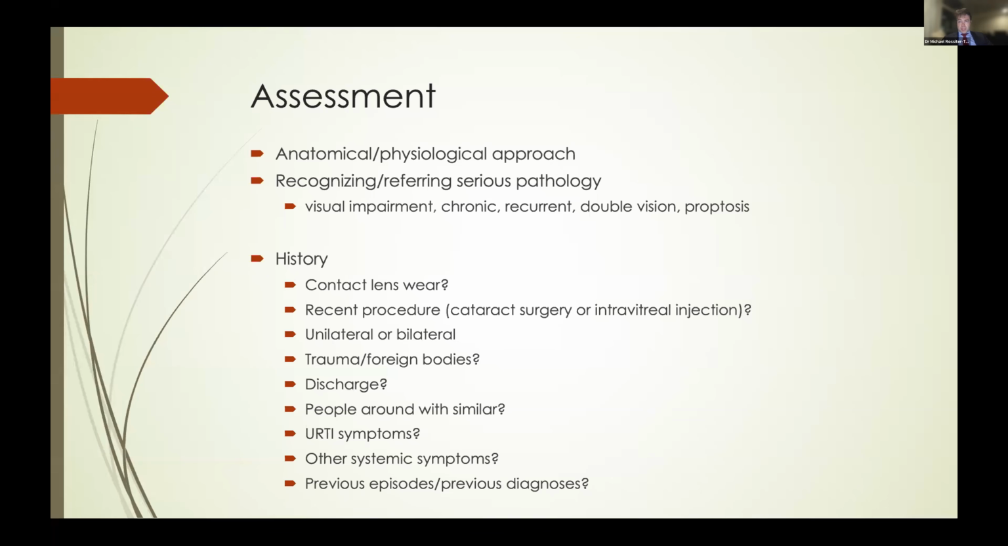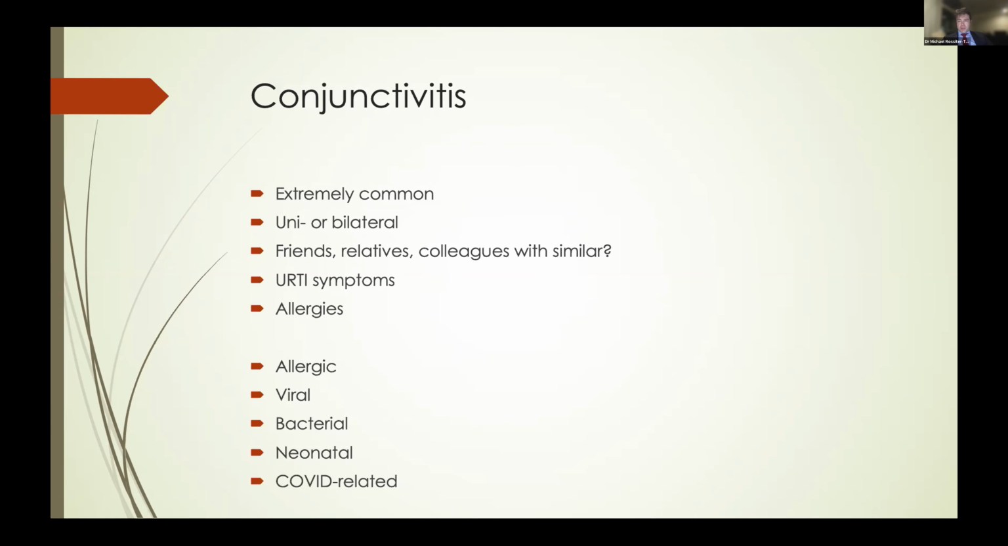Crucial questions: does the patient wear contact lenses? As mentioned, have they had a recent procedure? And other than that, are the symptoms in one eye or both? Have they experienced, to their recollection, any trauma or foreign bodies? Is there discharge? Do they know people who have similar symptoms at the moment? Is it accompanied by upper respiratory tract symptoms or other systemic symptoms? And have they had previous episodes or previous diagnoses, which may give you a clue to what's going on in this particular instance? I'm going to talk about conjunctivitis first.